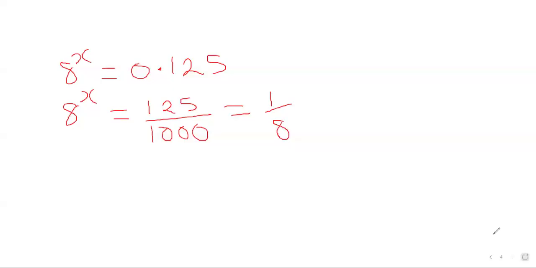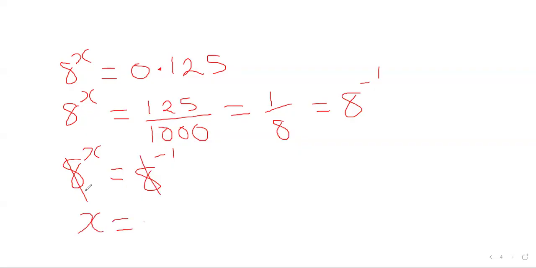So 1/8 is the same as 8 to the power -1, by the laws of indices. So in short, we now have 8^x, which is equal to 8^-1. Now we have the same base. This is in base 8, and this is also in base 8. So we can easily do the cancellation and remain with x equals -1. That's for the second part.